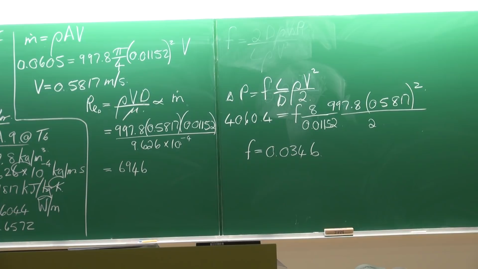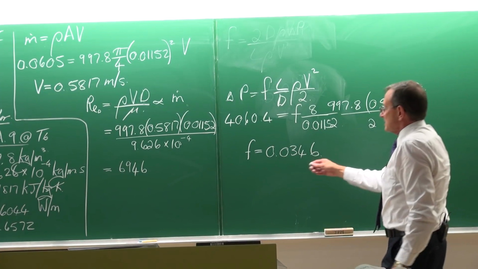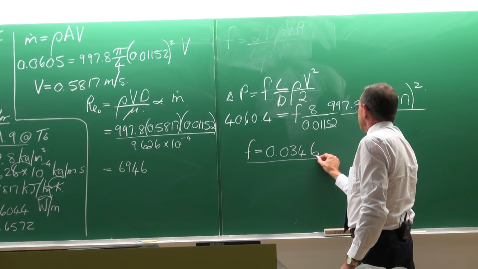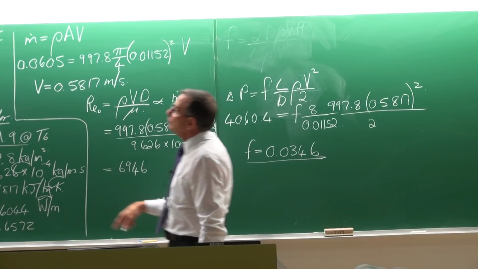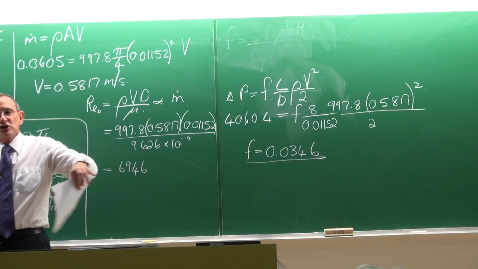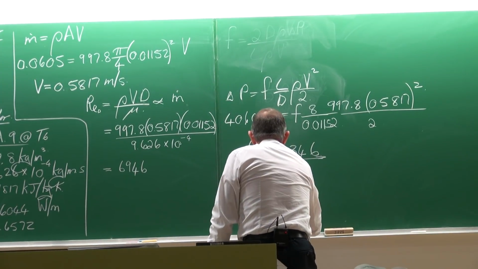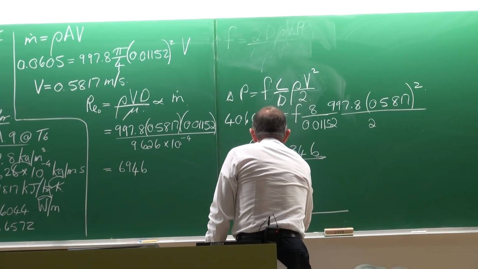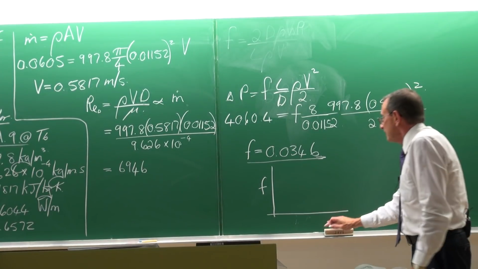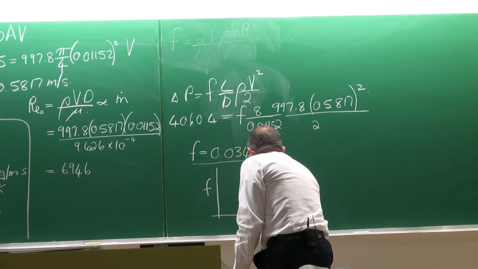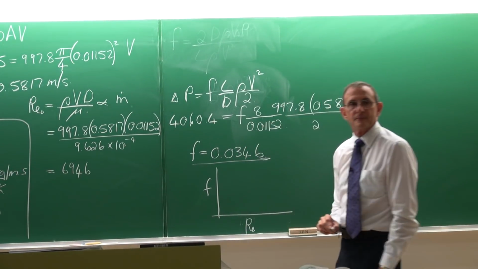Are you with me now? Okay, so this is now the friction factor for the tube that we've obtained through actual experiments. Is it correct? Well, very easy to go and see. You can go to your Moody chart, which will give you your friction factor as a function of the Reynolds number.